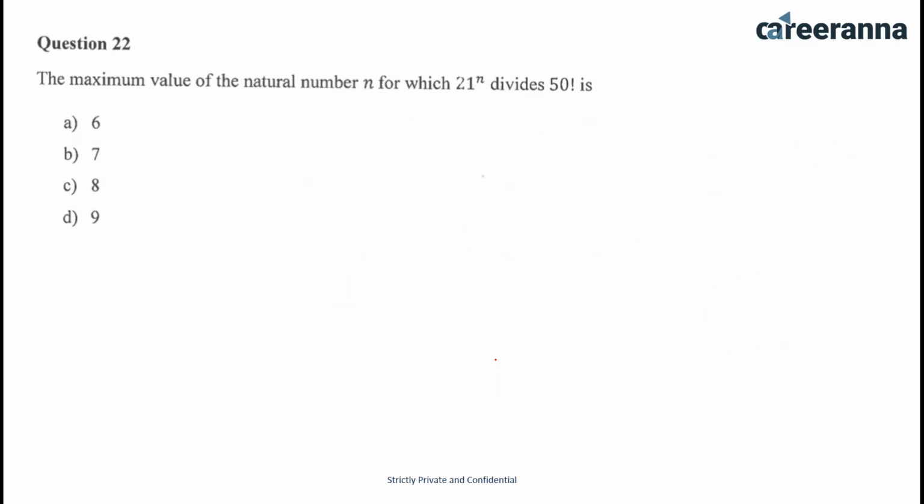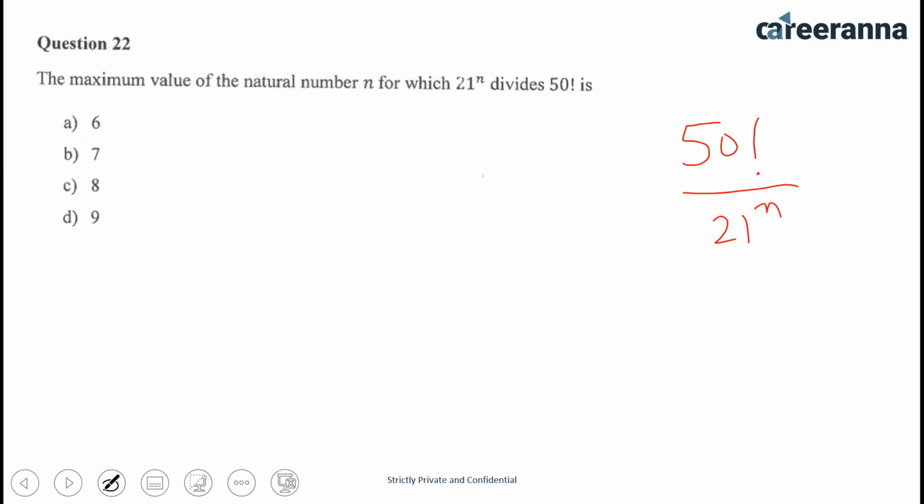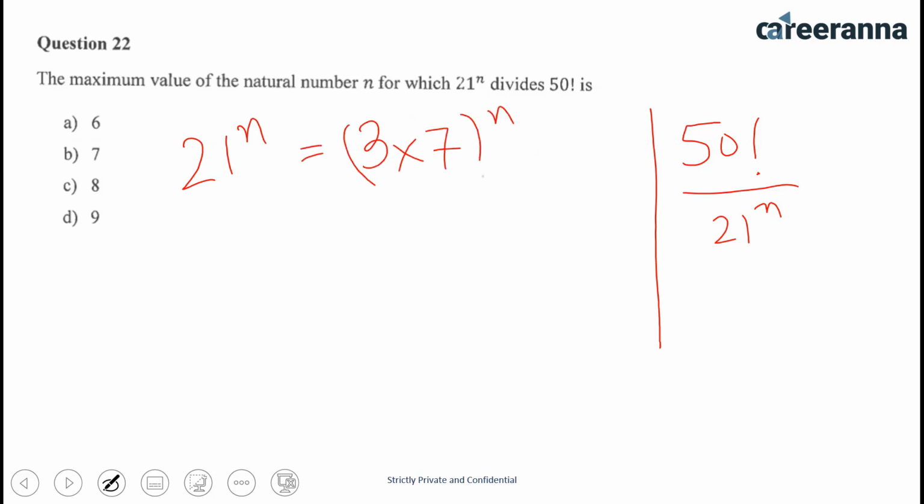The question is saying the maximum value of the natural number n for which 21 power n divides 50 factorial. So the question is saying 50 factorial divided by 21 power n, and we need to find the maximum value of the natural number n. Now for such questions, always remember that whichever number with a power is given to us, like 21 power n, I can rewrite it as 3 into 7 power n. For the highest power, whatever the maximum prime number is, we need to find its power. So in 50 factorial, we need to find the maximum power of 7. This is what the question is asking.